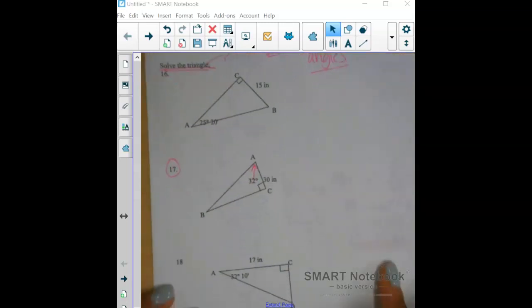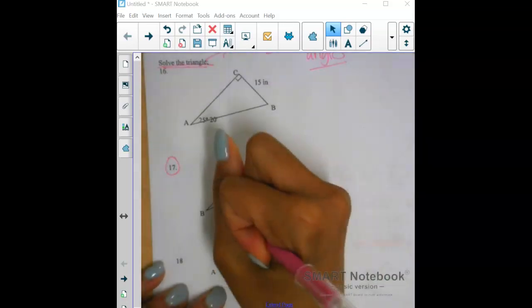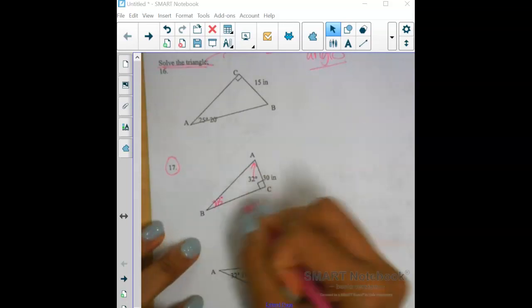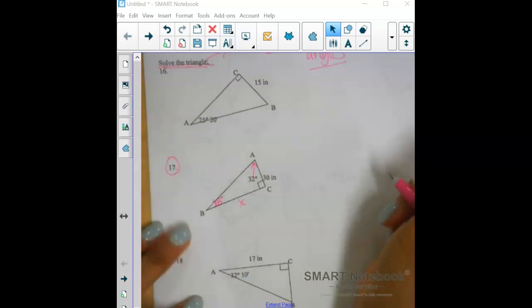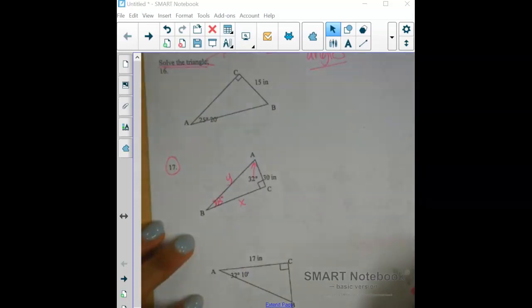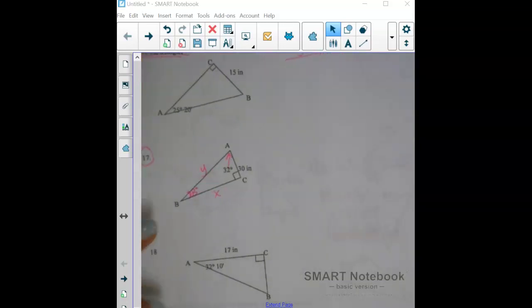So for question 17, I need to find angle B, which is inside. I need to find this guy. I need to find this side length here for BC, so I'm going to label that as X. And I need to find the hypotenuse, which I'm going to label as Y. I'm just giving it unknown so you can see what we need to find. What's the easiest thing to find on here first?